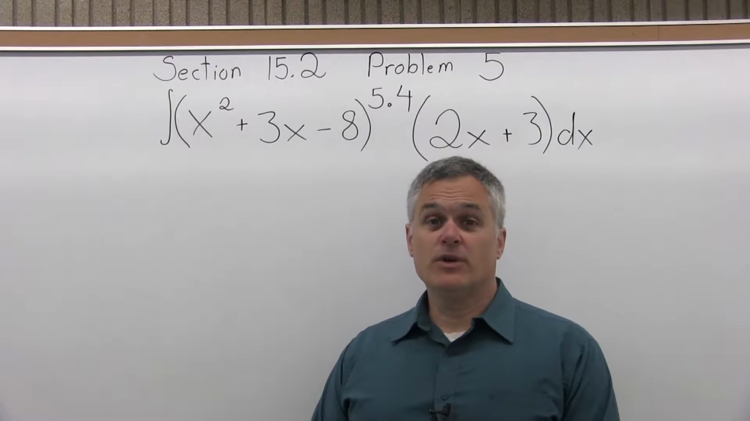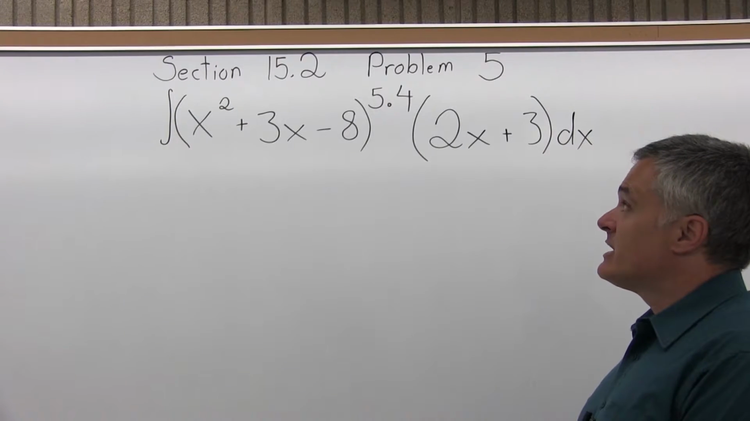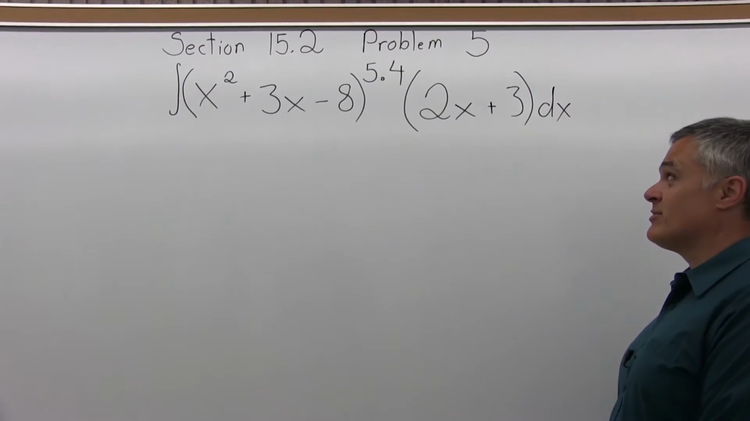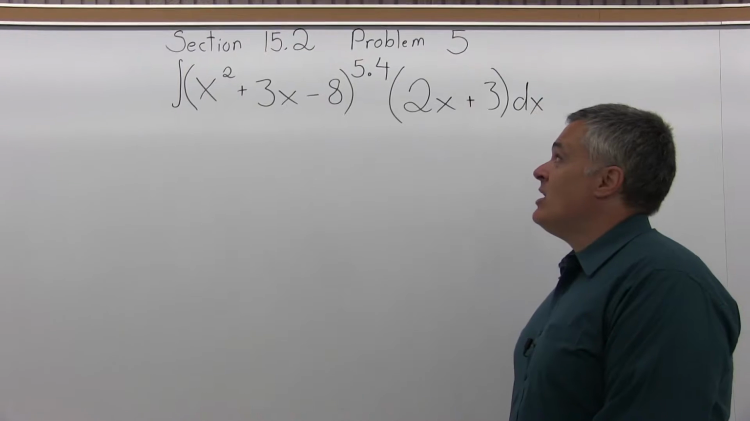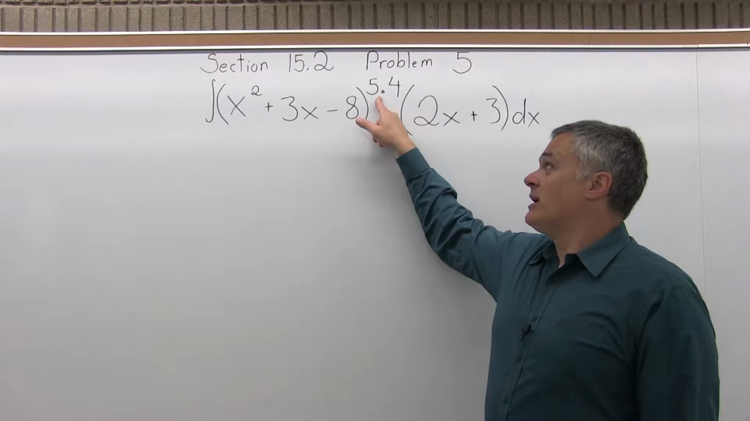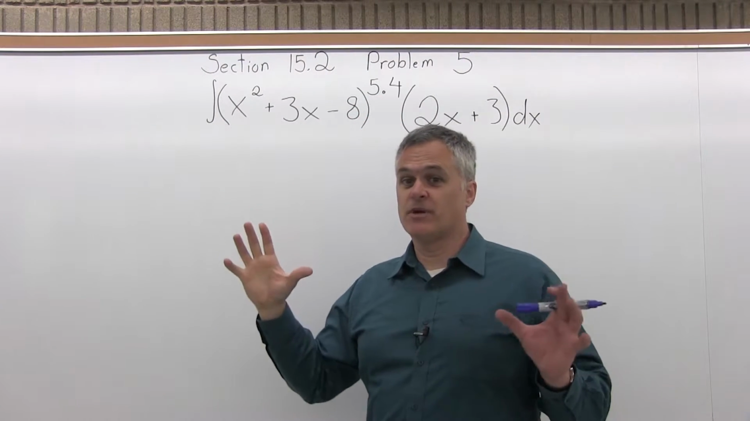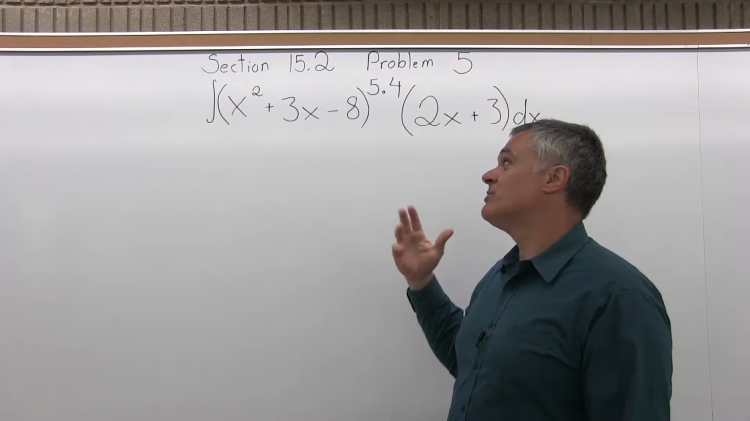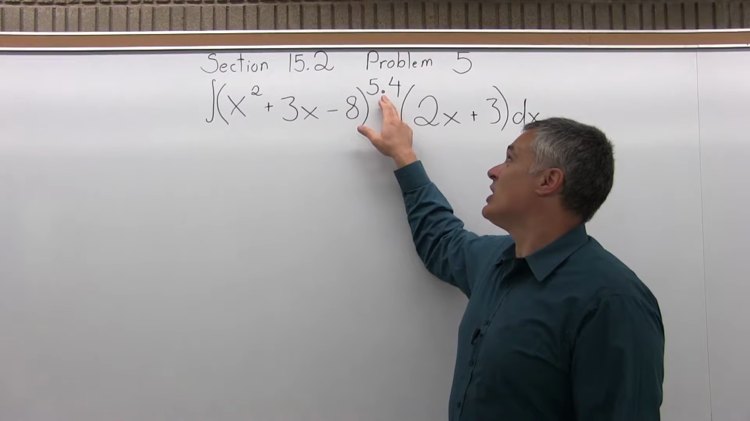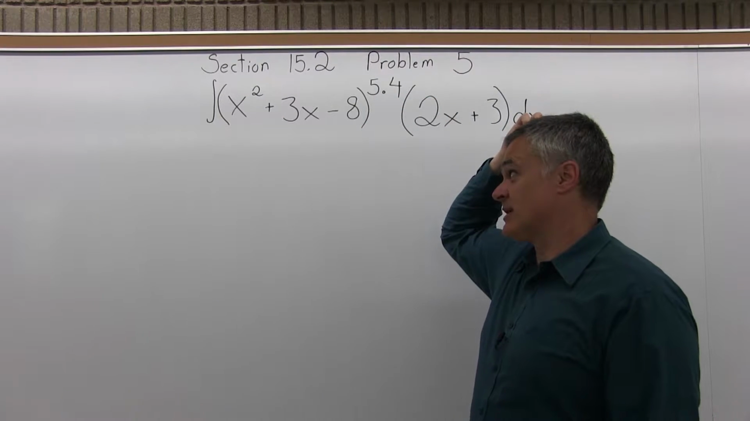This is Section 15.2, Problem number 5. We want to find the integral of (x squared plus 3x minus 8) to the 5.4 power times (2x plus 3) dx. If the exponent here, 5.4, were a whole number, we could factor out many sets of parentheses, like do out a big FOIL and simplify it, which would be more work than it'd be worth. It'd still be better to do the substitution method. But because it's not a whole number, we don't even have that option. We really have to go with the substitution method.